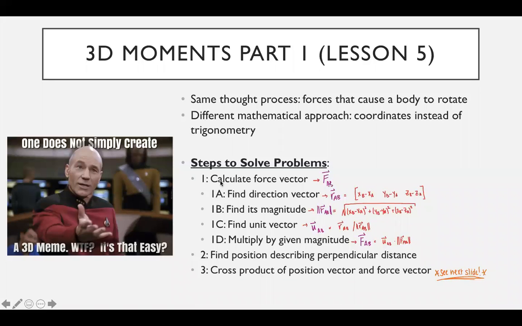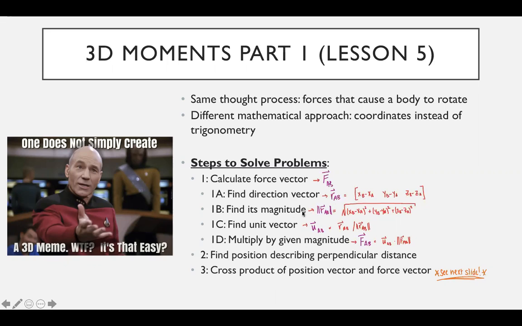So looking at the steps to solving the problem, instead of just doing the perpendicular distance times the magnitude of the force, now you have to look at unit vectors and force vectors and all that. So step one would be to calculate the force vector. And to do that, you find the direction vector by moving in the direction that the force is going. So you start with whatever your point near the head is, and then it's head minus tail for all three directions. And then that is your position vector.